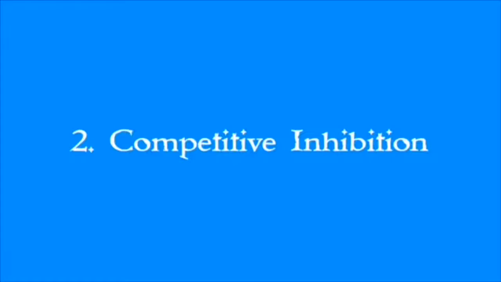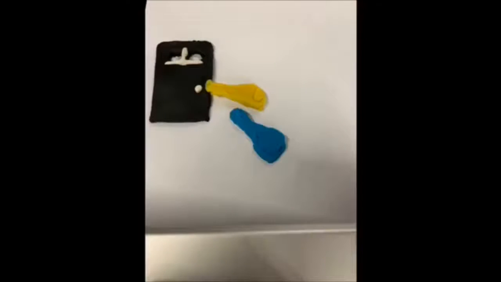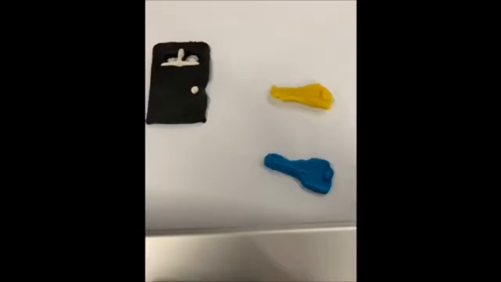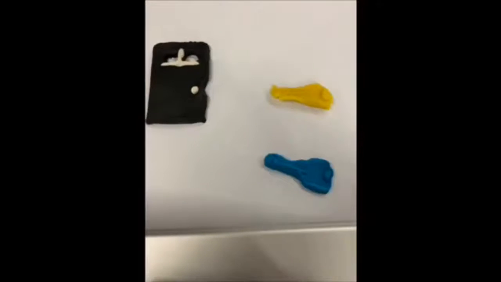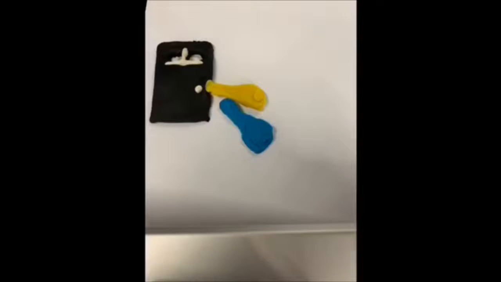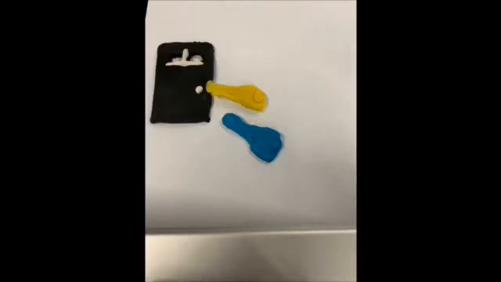Competitive inhibition. In this case, the substrate is competing with an inhibitor of the same shape to form the enzyme substrate complex. When the inhibitor, the blue key, attaches with the door at the active site, it prevents the gold key from attaching. Therefore, it successfully acted as the inhibitor.